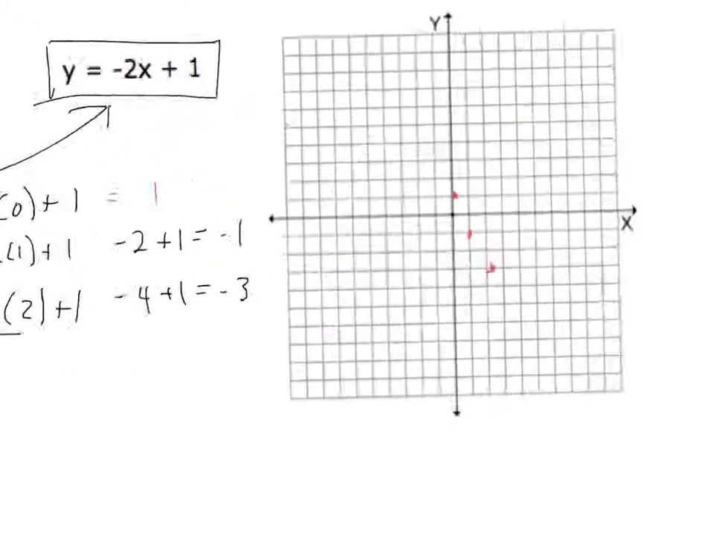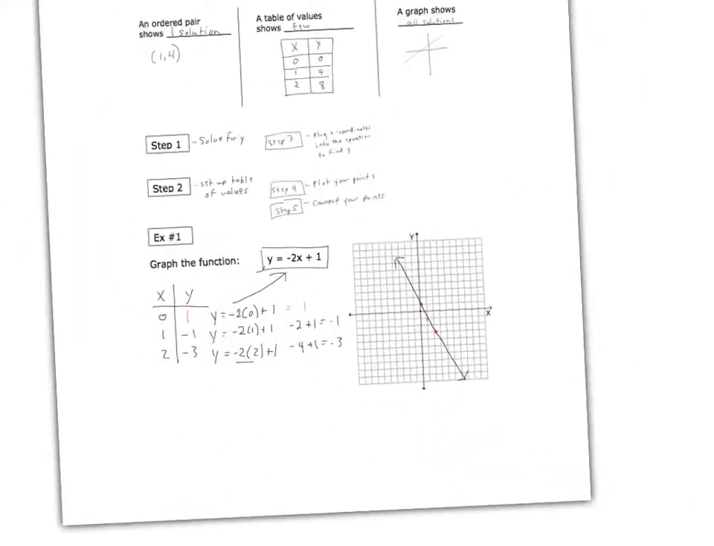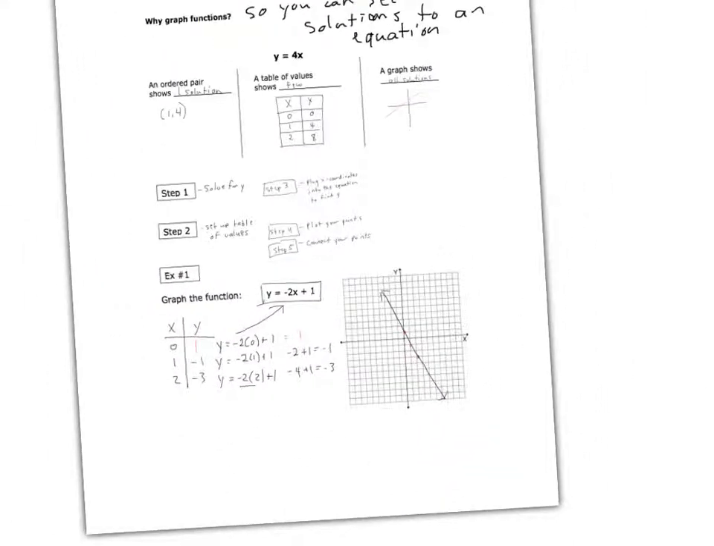So here's your graph. And once you have your points plotted, you can then go ahead and connect them with a line. Okay, and there would be your first graph. Okay, make sure you have all these notes down, and we'll keep on going.